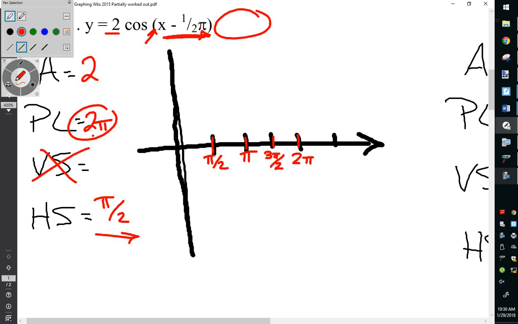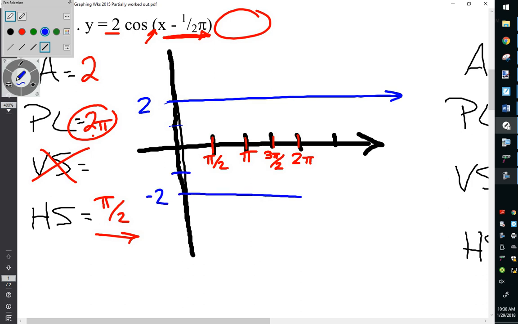I would then graph my amplitude. My amplitude is 2. So I go up 2 to +2. That's the top. I go down 2 to -2. That's the bottom. It is a cosine graph. So normally, I would start my cosine graph at the top right here. But it's not going to go there because I shifted right pi over 2. So I'm going to take this dot and move it over to pi over 2. So it's going to be right there instead. That's my starting dot. Then it would go middle, and then bottom, and then middle.